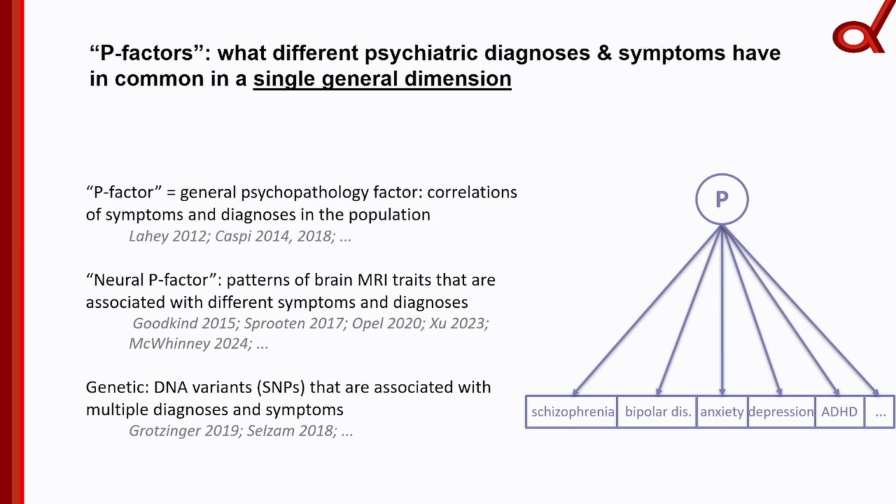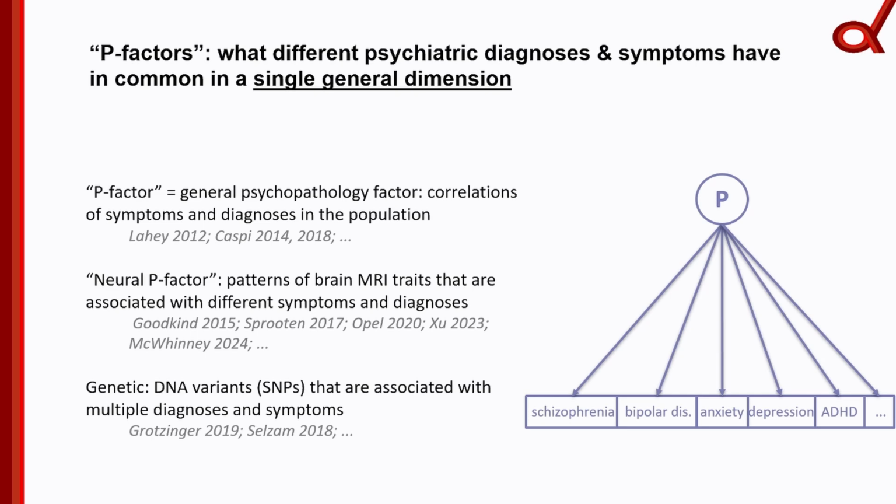So in general, what is generally meant by the P factor is referring to what different psychiatric diagnoses and symptoms have in common, all captured by a single general dimension. Originally, the general psychopathology factor, or what was coined the P factor, refers to the correlations, the covariance, or co-occurrence of symptoms and diagnoses in the population that is captured in a factor analysis by a single P factor.